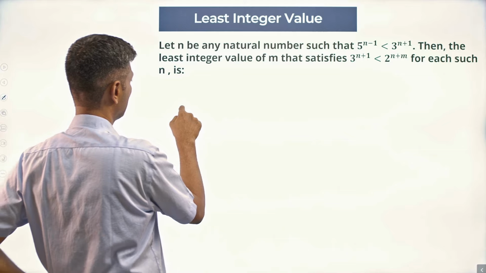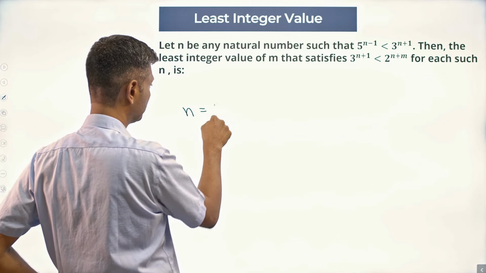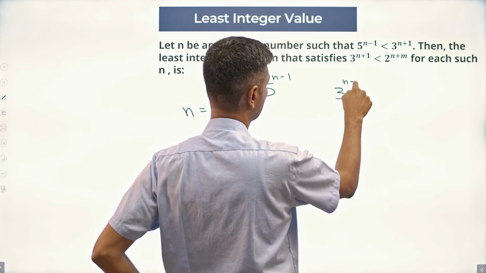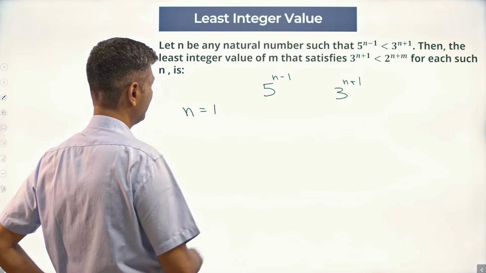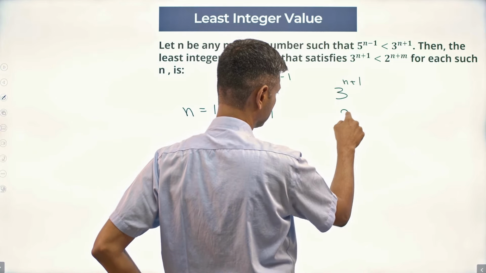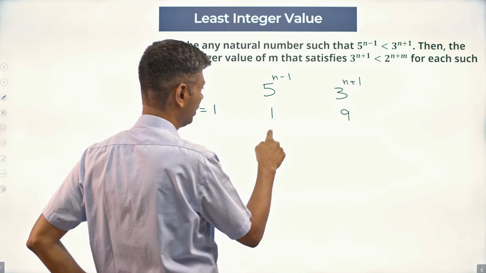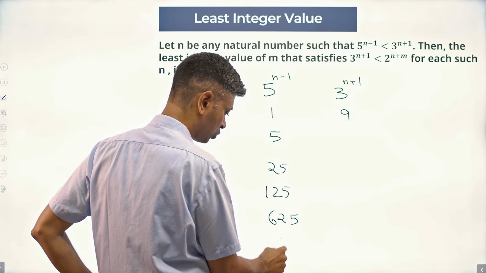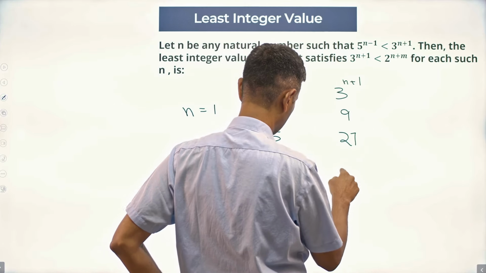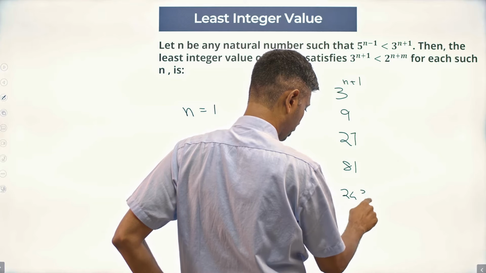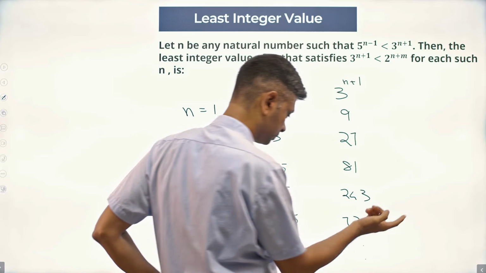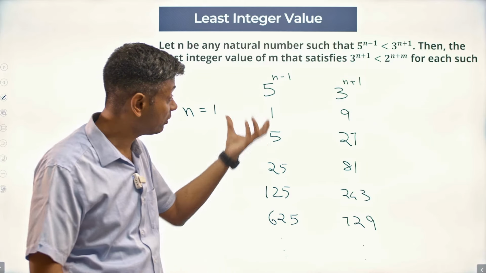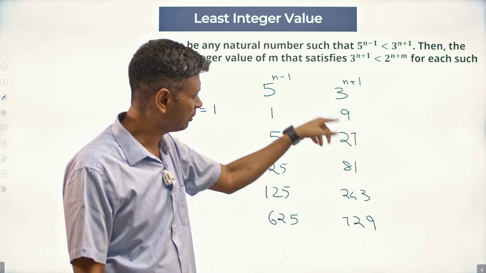What I'm going to do, let me say n equal to 1. I'm going to think about 5 power n minus 1 and 3 power n plus 1. So 5 power 0 is 1, 3 square is 9. I'm going to write powers of 5: 1, 5, 25, 125, 625, and so on. And powers of 3: 9, 27, 81, 243, 729, and so on. Each term of the first is the previous number into 5. Each one of the second is the previous number into 3.